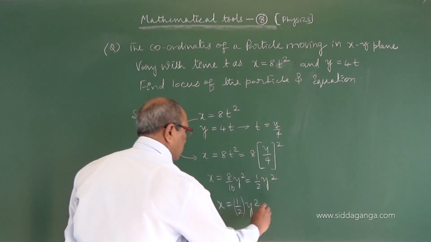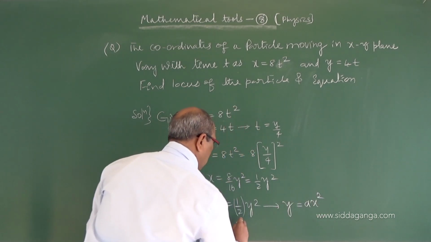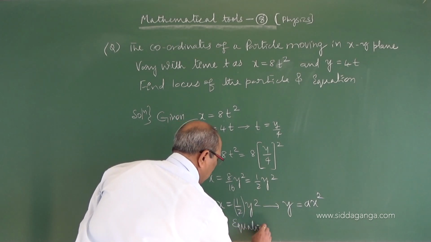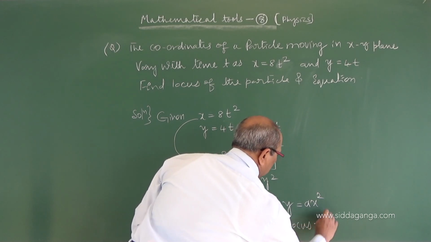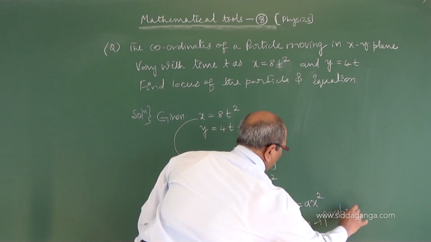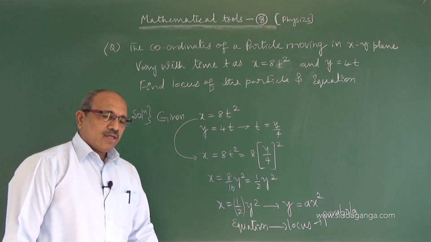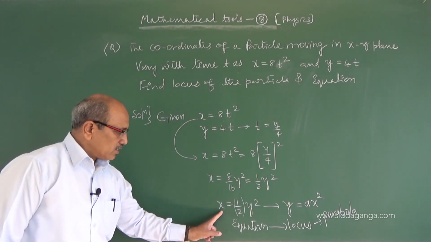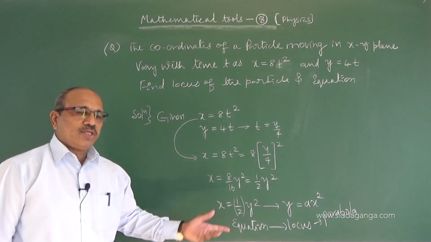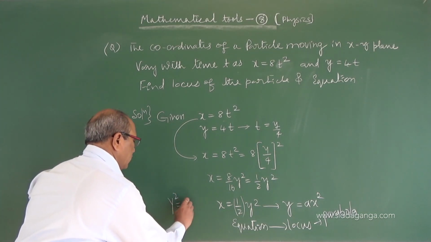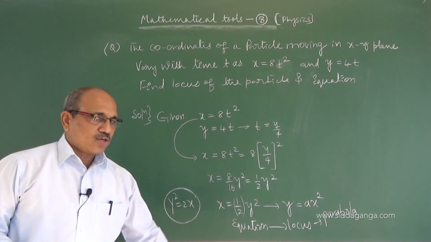Half is a constant. This resembles the ax square equation given to you, and the locus they are asking for is nothing but a parabola. Locus is a parabola. What is the equation for that? x is equal to half y square, or y square is equal to 2x. You can write it like this, y square is equal to 2x, no problem. It is the equation of a parabola.